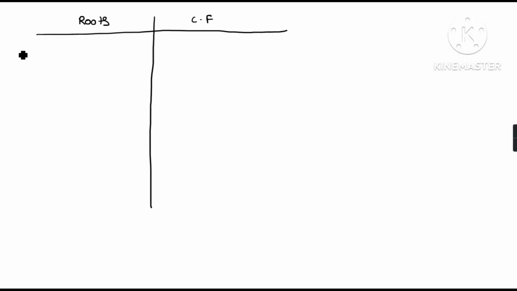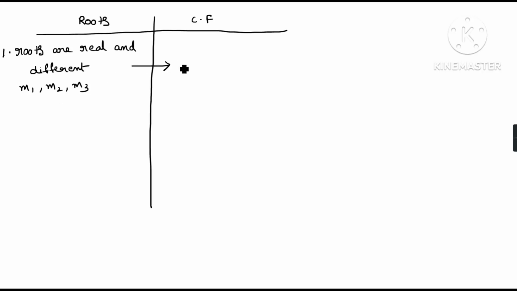So now coming to the topic, roots and complementary functions. First, if the roots are real and different, then how to write the complementary function? Suppose I get the roots m1, m2, m3, three roots that are real and different. So how to write the complementary function for this?